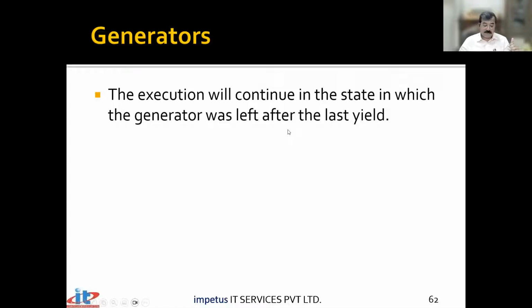after the last yield. That means, suppose the generator was going to return you 4 values. You gave a first call to the next method. It yielded the first value. So the state is retained in the memory. On the next call, it will go back to the place from where it yielded the value last. It will not start execution from the beginning. That's the beauty of generators.